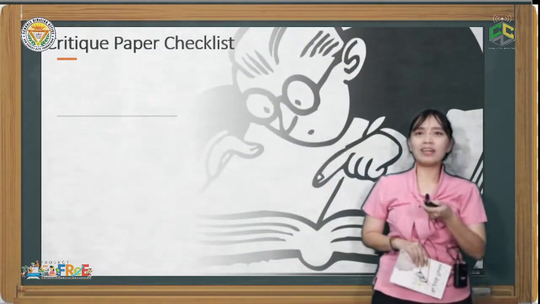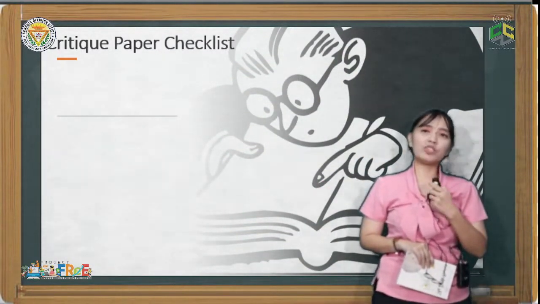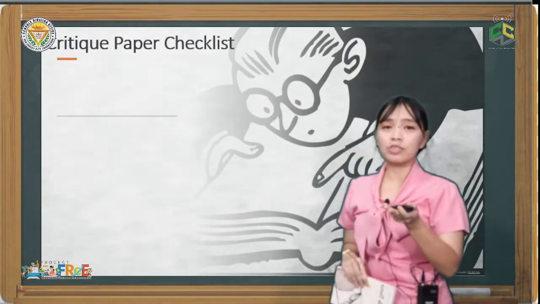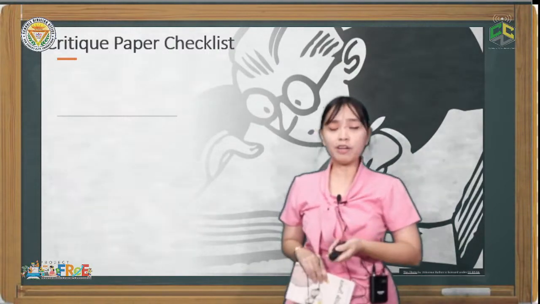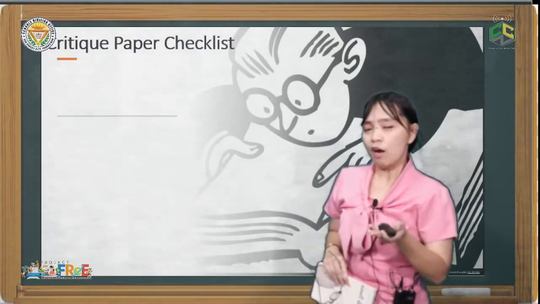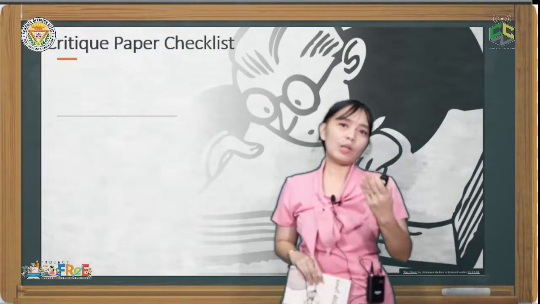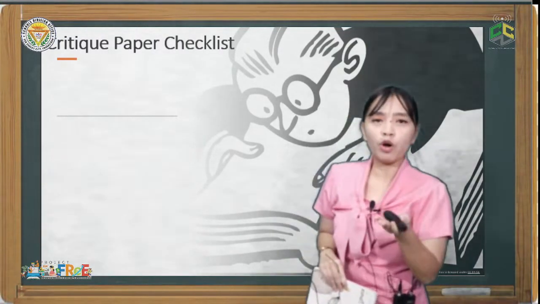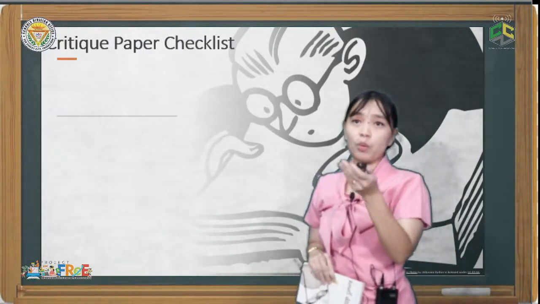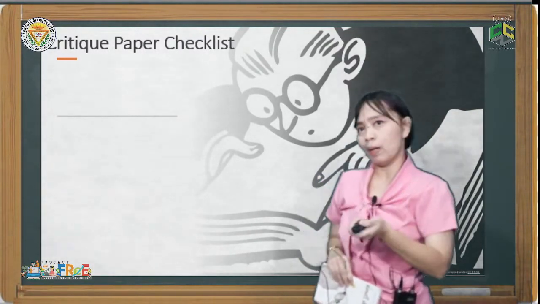And we also have, this is what I call the checklist. I came up with this checklist, grade 12 learners, because I know for a fact that it's very important that you have a guide for you to come up with what we call an intellectual form of discourse in writing. And this is, of course, the critique paper. So what is this checklist that I am talking about? Let's take a look.